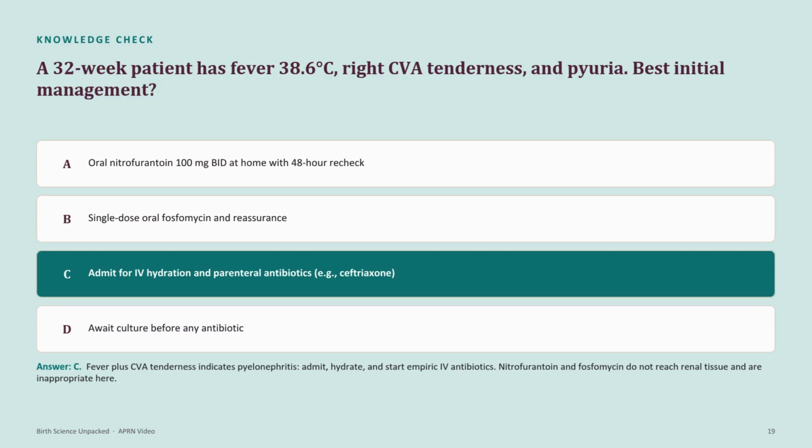All right, so the answer is C, admit for IV hydration and parenteral antibiotics. So what gave it away? Of course, fever plus CVA tenderness is pyelonephritis. That means admission, IV fluids, and parenteral antibiotics. Nitro and fosfomycin are wrong because they do not penetrate the kidney, and you never withhold antibiotics waiting on a culture in a febrile patient.